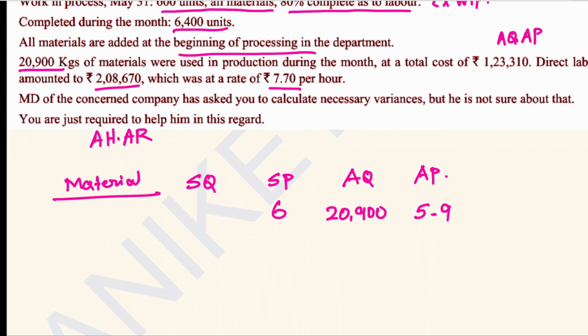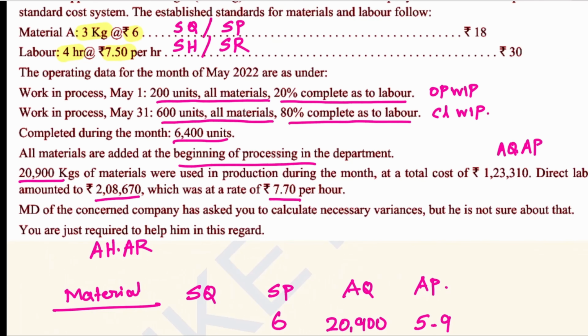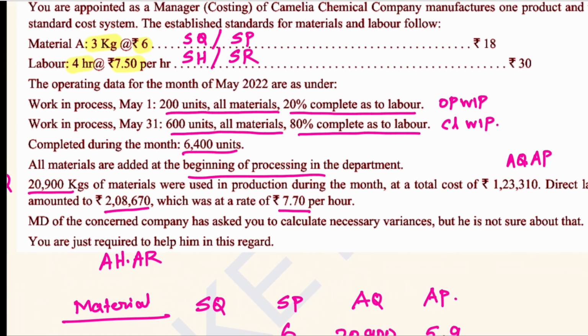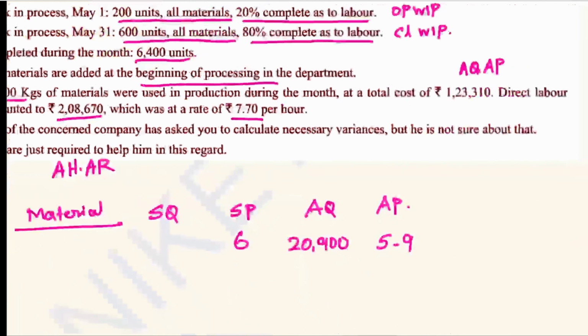So this also I can now write. Now SQ I have to calculate. Typically I would have directly calculated using how many units were produced multiplied by standard kg per unit. So 6400 are completed, multiplied by 3, I would have directly got SQ. 6,400 into 3, 19,200. But there is also WIP. So that means I have to calculate this WIP, equivalent production.